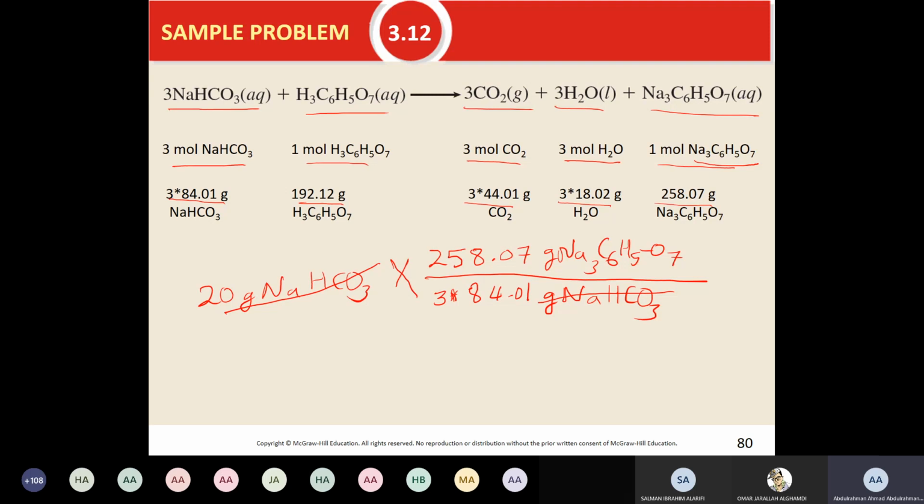Yes, Doctor. Will it always be balanced? No, you have to balance it. Sometimes it will be balanced, but if it's not, make sure that it is balanced. If it's balanced, alhamdulillah, done. If it's not, then you cannot do anything before balancing it. Clear? Good.